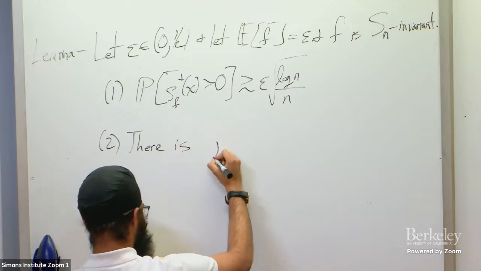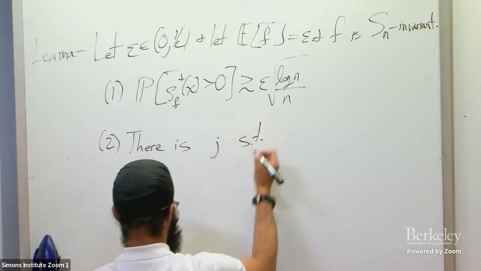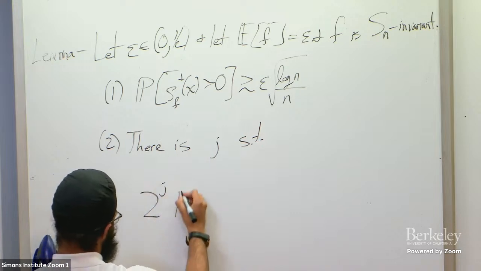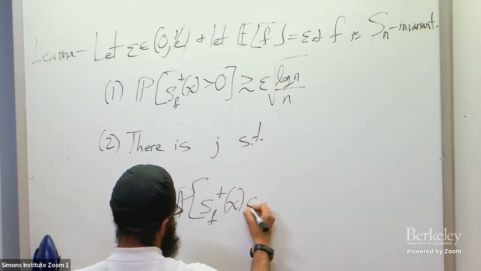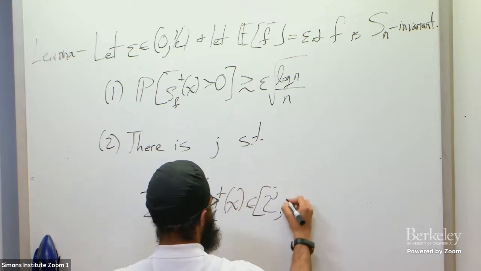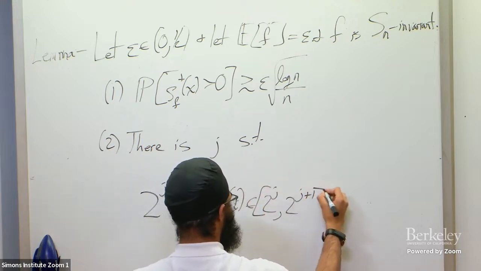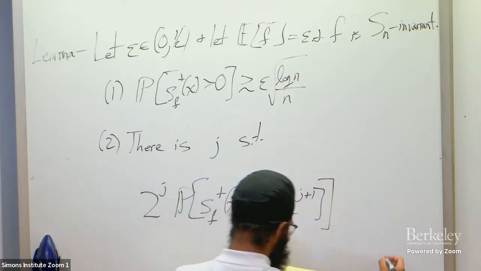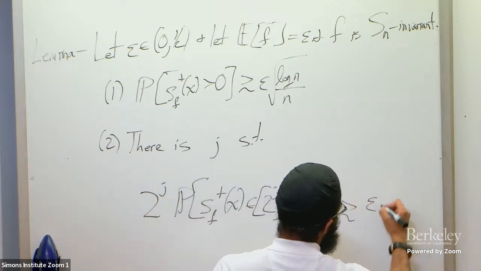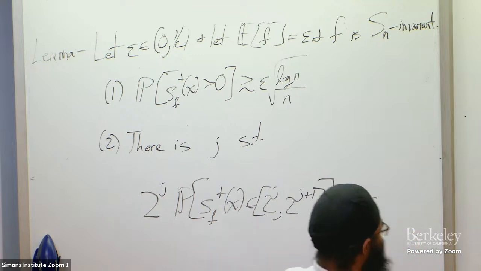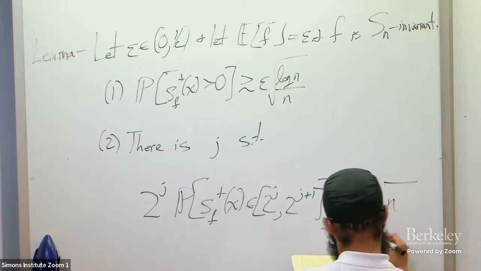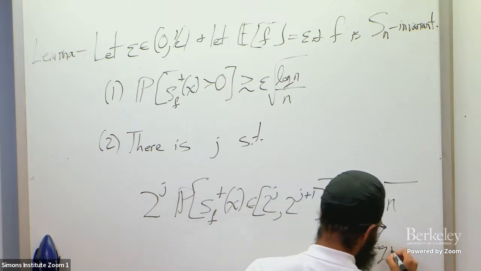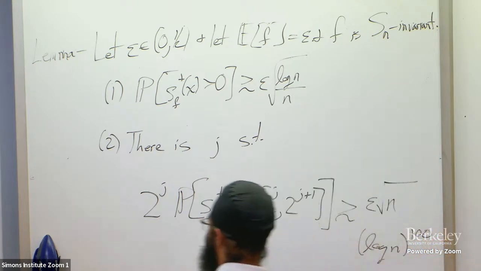there is j such that 2 to the j times the probability that SF plus of x is in [2^j, 2^(j+1)) is bigger than, oh, I'm also going to lose log factors over the result I promised, but removing those is just a little more cleverness with this decomposition.